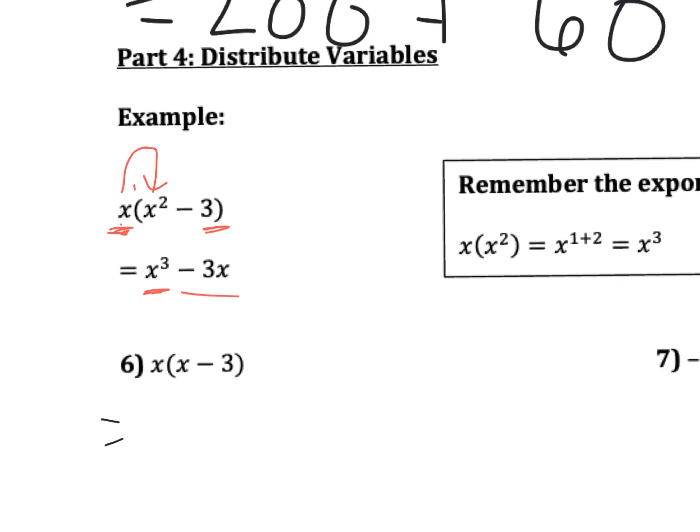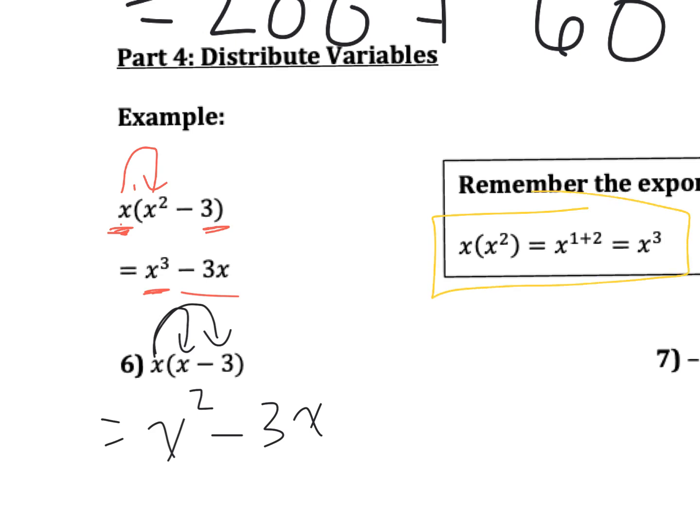Let's look at our first example. What is x times x? It is x squared. What is x times negative 3? Negative 3x. Sorry, it's hard to write with my finger neatly. Do not forget, I gave you this little hint right here to help you remember what to do here. That's kind of what was happening in our heads.